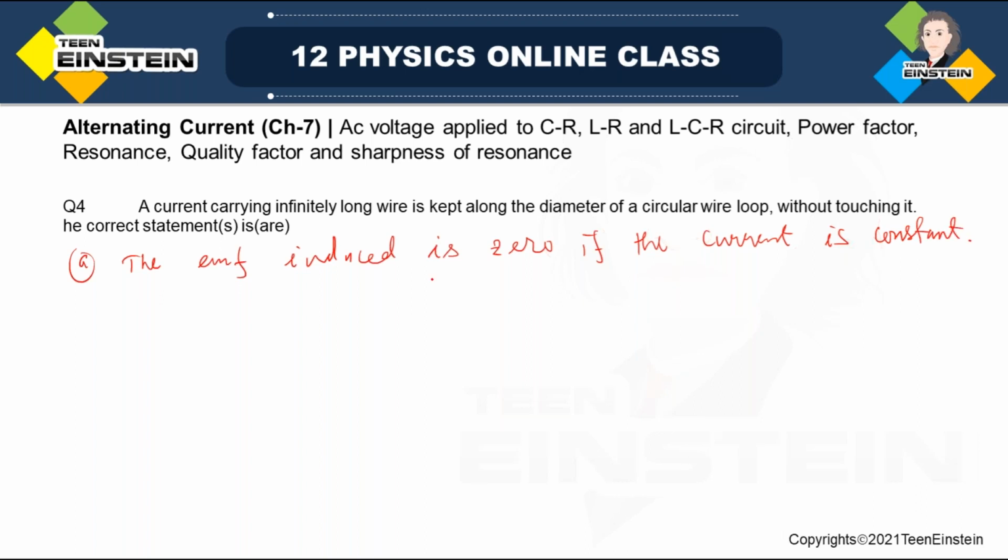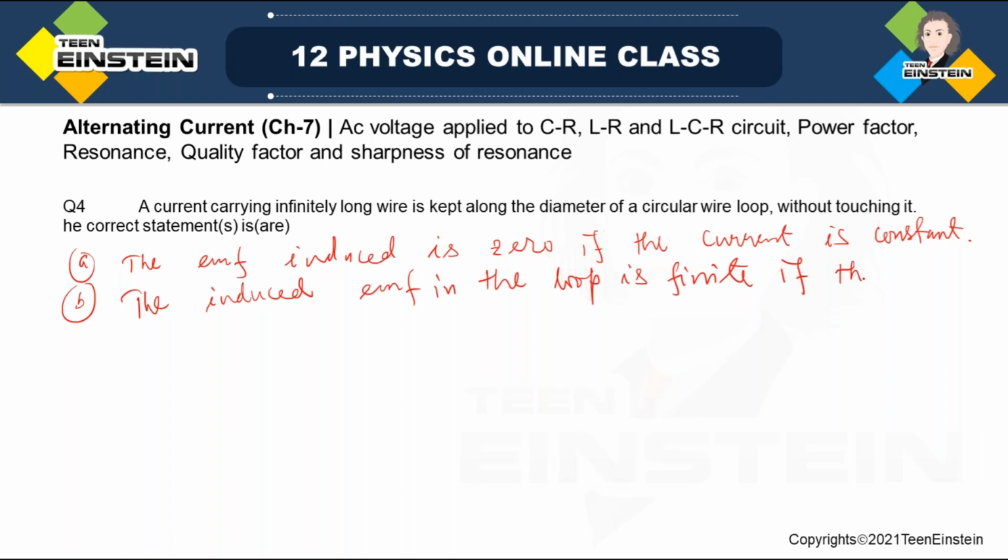A current carrying infinitely long wire is kept along the diameter of a circular wire loop without touching it. Then B, the induced EMF in the loop is finite if the current is constant.